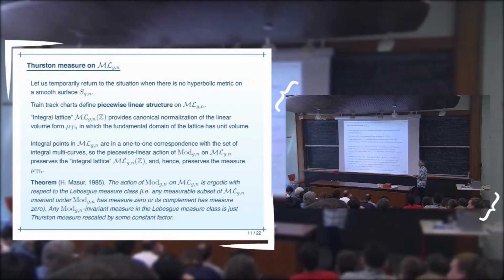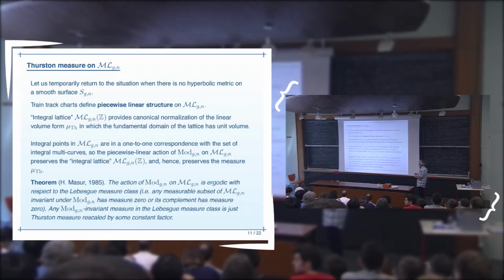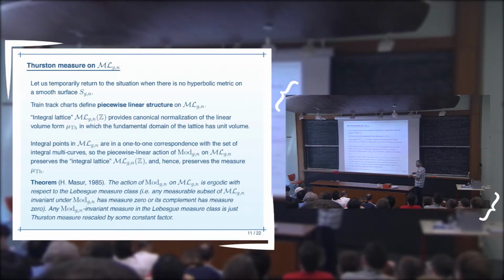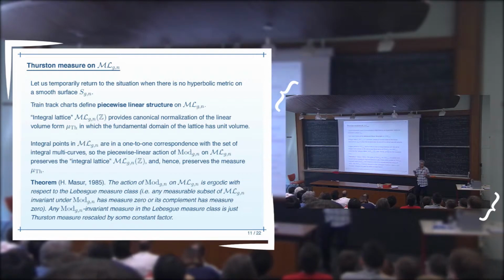And what is even better is this theorem of Howard-Mazur, that the action of mod Gn on the space of measured laminations is ergodic with respect to the Lebesgue measure class. So any measurable subset of MLGn invariant under the mapping class group has either measure 0 or its complement has measure 0. And any measure which is invariant under the action of the mapping class group in the Lebesgue measure class is just the Thurston measure rescaled by some constant factor. Okay, we'll use this theorem.